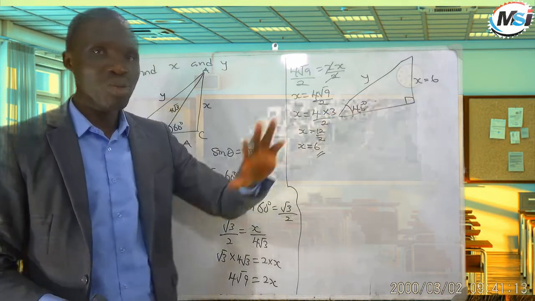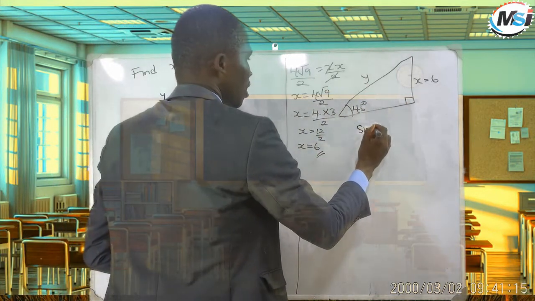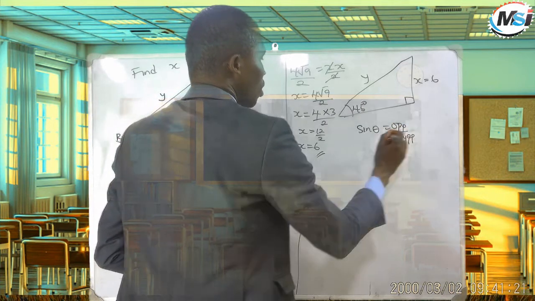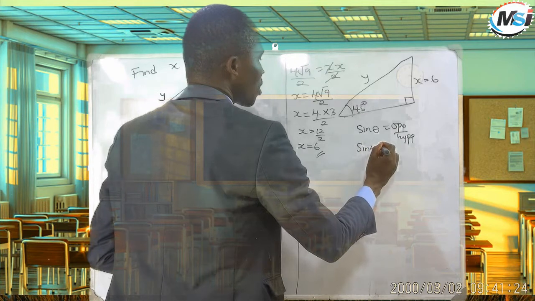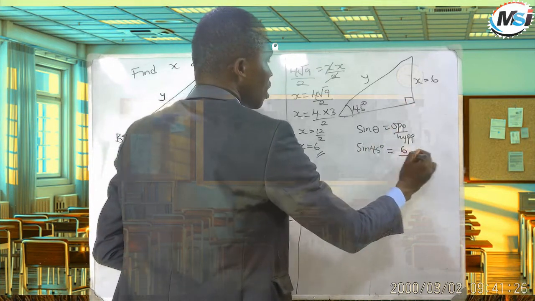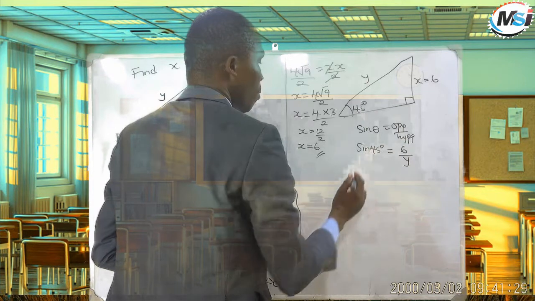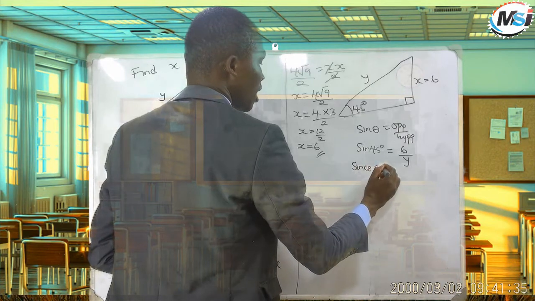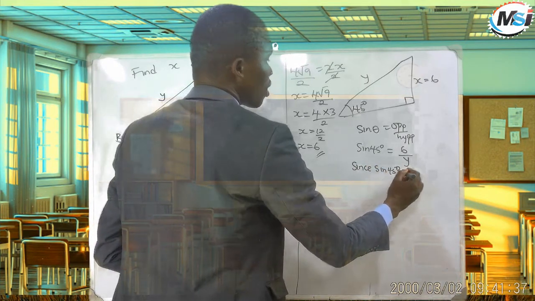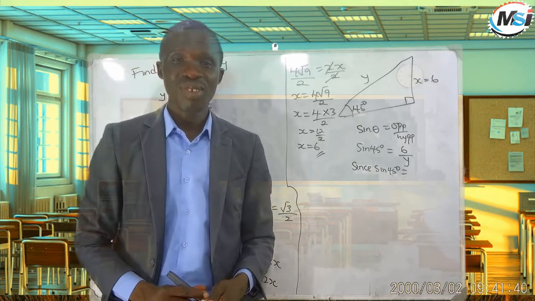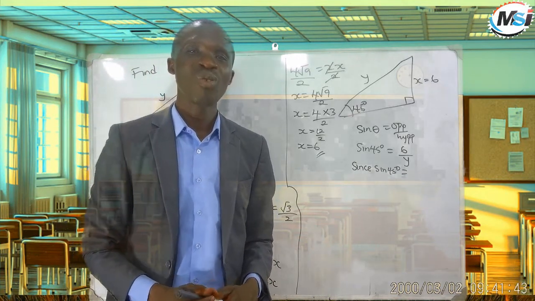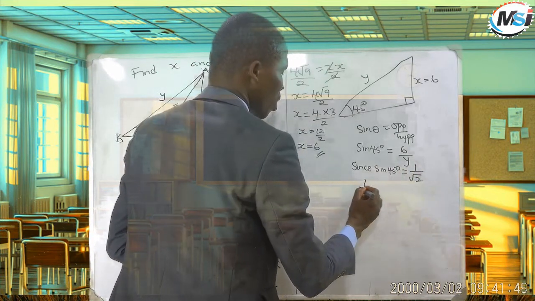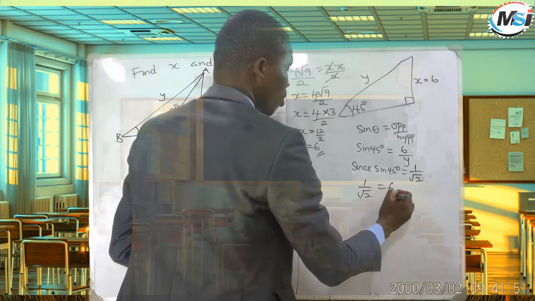We can make use of SOHCAHTOA. Sin theta equals opposite all over hypotenuse. So sine 45 degree will give us opposite is 6, hypotenuse is y we are looking for. Now from here we can say since sine 45 degree equals what? Who can remind me over there? 1 over root 2. So this will give us 1 over root 2 equals 6 all over y.